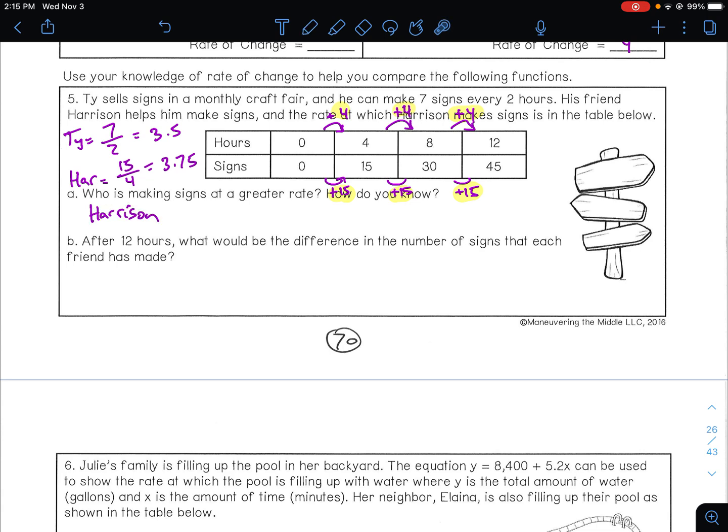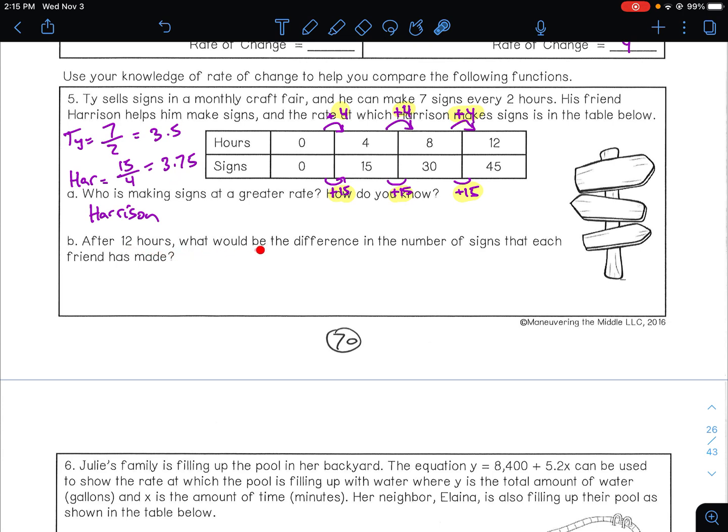How do I know? Well, I just proved it right here. Ty's is 7 over 2. Harrison's is 15 over 4. And if I simplify that to a decimal rather than comparing fractions with unlike denominators, Ty only makes 3.5 signs every hour, whereas Harrison makes 3.75 signs per hour.